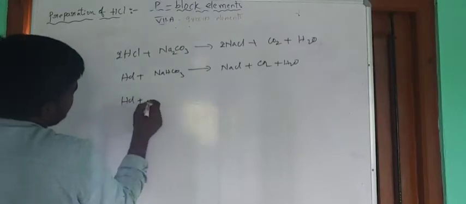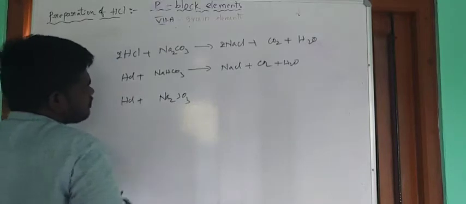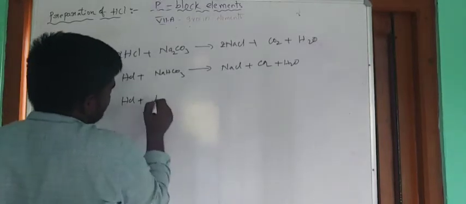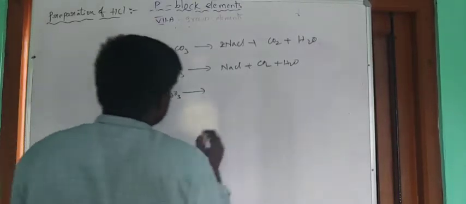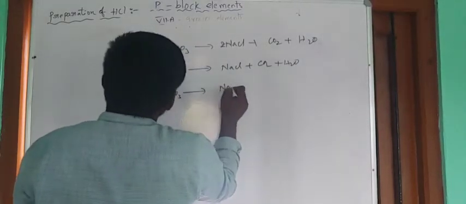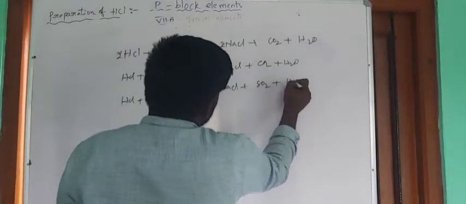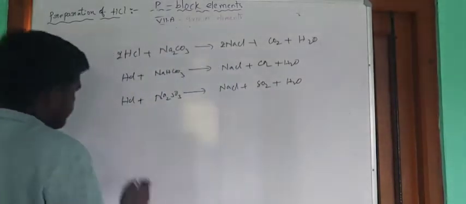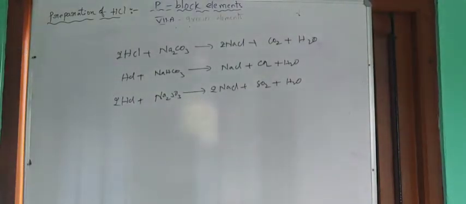HCl when it is treated with sulfite, example Na2SO3. So here this gives NaCl plus sulfur dioxide gas, and the next one water molecule. So to balance this equation, multiply HCl and NaCl with 2. So right guys, these are the properties of hydrochloric acid.